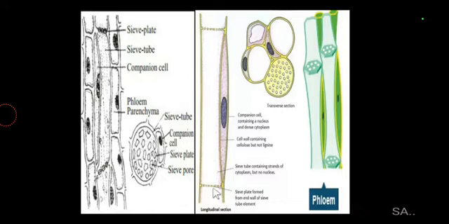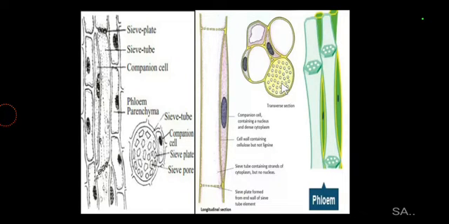So you can see here, these are long column-like structures, and cell by cell they are making the long tubular structure so that the food is conducted through them and the food is pushed through these sieve pores.